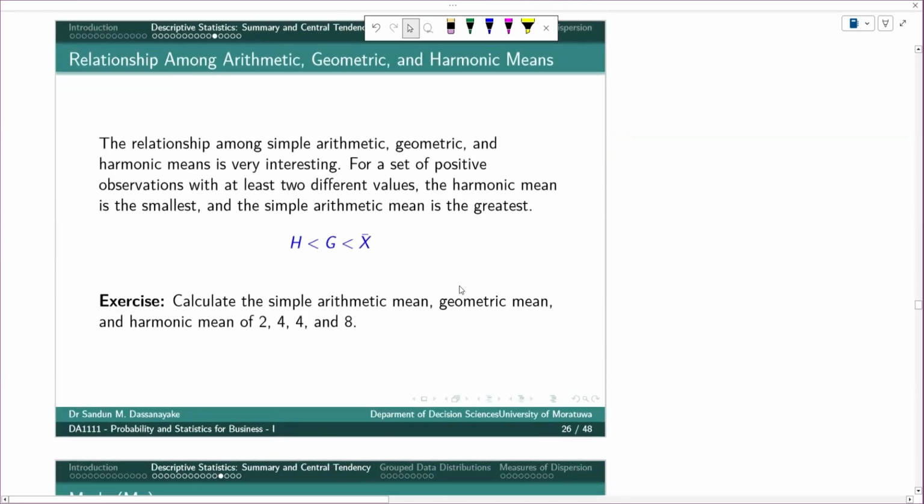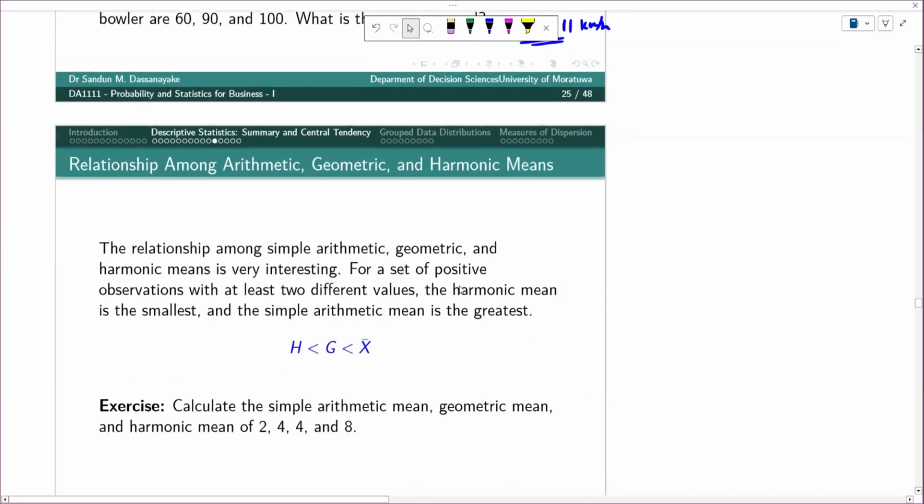The relationship among the simple arithmetic, geometric, and harmonic means is very interesting. For a set of positive observations with at least 2 different values, the harmonic mean is the smallest, and the simple arithmetic mean is the greatest. And you have the geometric mean at the center. Calculate the simple arithmetic mean, geometric mean, and harmonic mean of 2, 4, 4, and 8. So you can do it. Just do it and see. The idea is the harmonic mean.